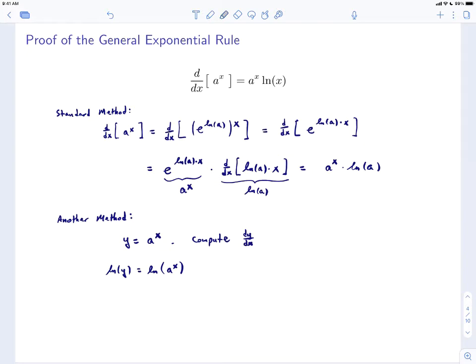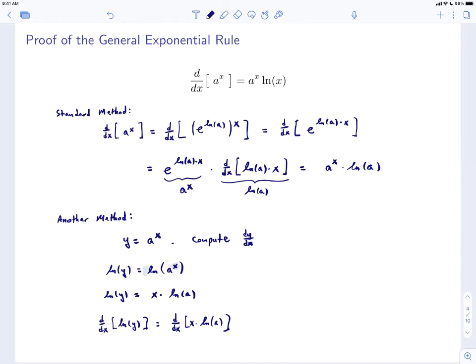And now we can use the properties of logarithms to take this x out of the exponent and put it in front of the logarithm. So we have that ln of y is equal to x times ln of a. And now we differentiate both sides. The derivative with respect to x of ln of y is equal to the derivative with respect to x of x times ln of a.